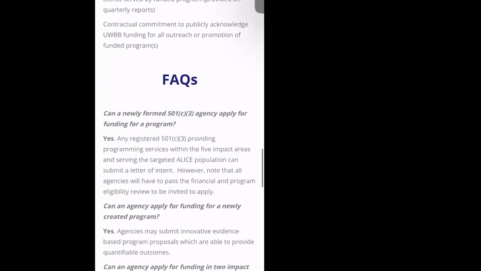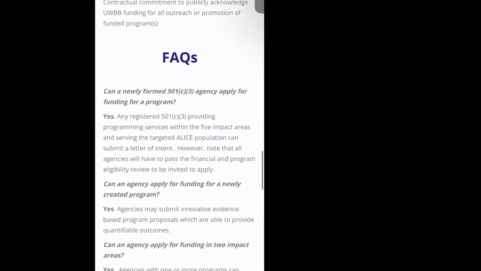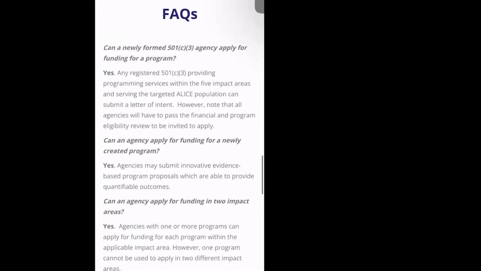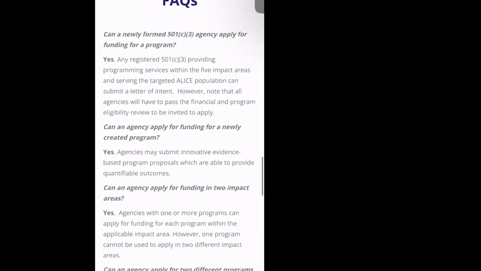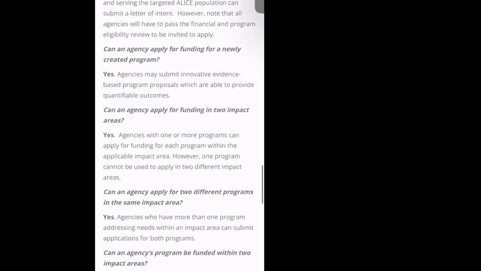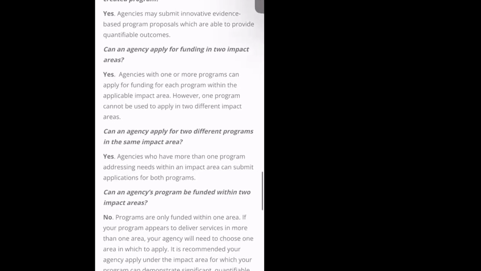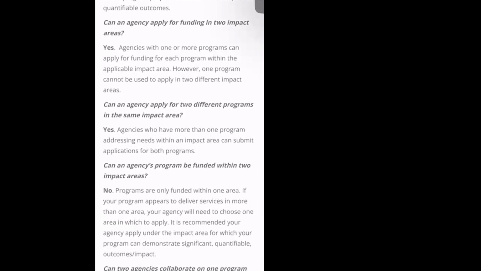Can a newly formed agency apply for funding? The answer is yes. Any program can apply. Can the agency apply for a newly created program? The answer is yes. Can it apply in 2 different areas? The answer is yes. And they can apply in 2 different programs in the same impact area. The answer is yes.